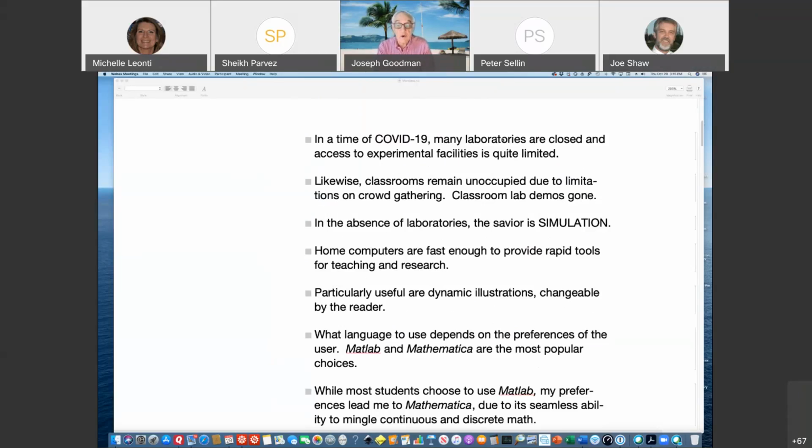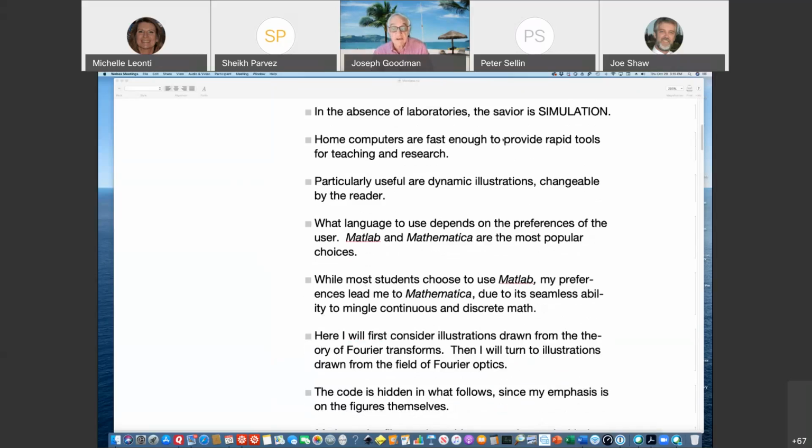And if we can incorporate dynamic illustrations, changeable by the reader, then I think some interesting and unique things can be realized. So what language you use depends on your preferences. MATLAB is more popular with students. Mathematica is more popular with me. I have used Mathematica quite a bit for illustrations in other books in the past.